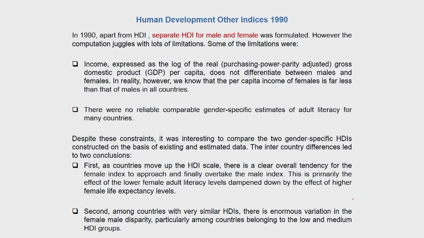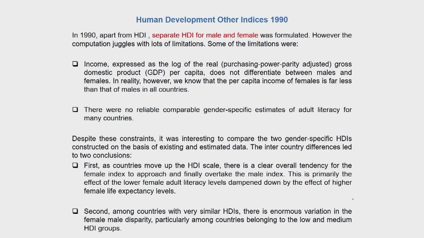One of the first being that as countries move up the HDI scale, there was a clear overall tendency for the female index to approach and finally overtake the male index. In other words, as the Human Development Index showed an improvement in different countries, the female indices started showing better performance than the male counterparts.